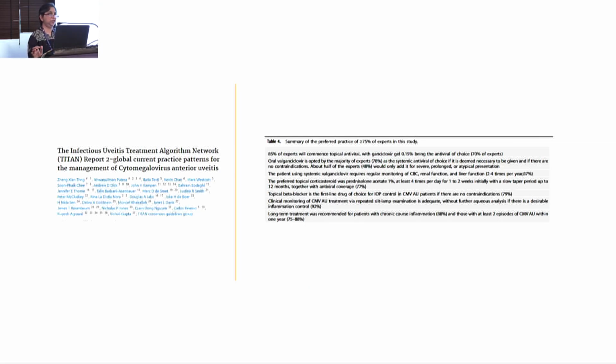The treatment usually consists of ganciclovir gel, which is given 5 to 6 times per day for up to 4 weeks. If the uveitis is very severe, atypical or prolonged, you add oral valganciclovir, which is 900 milligram BD for 2 to 3 weeks, and then taper down to 450 milligram BD. Along with this, like with other herpetic cases, you have to add Pred Forte to control the concomitant inflammation.